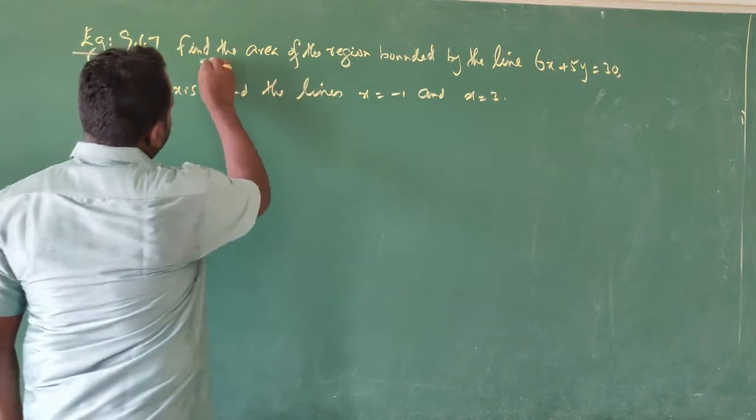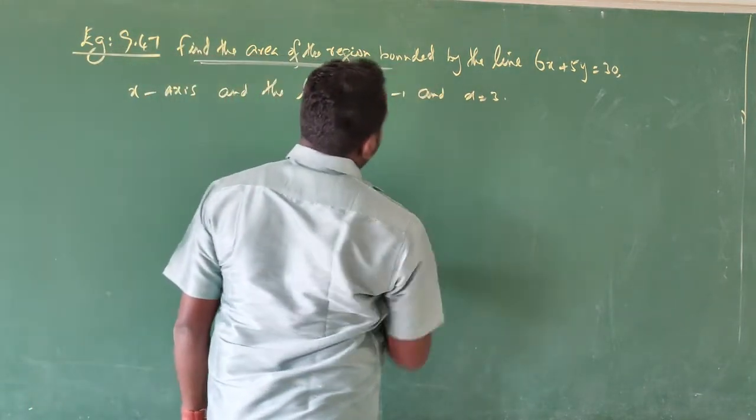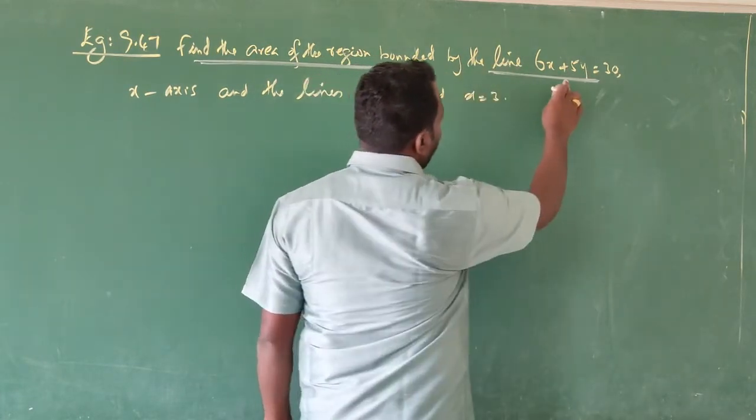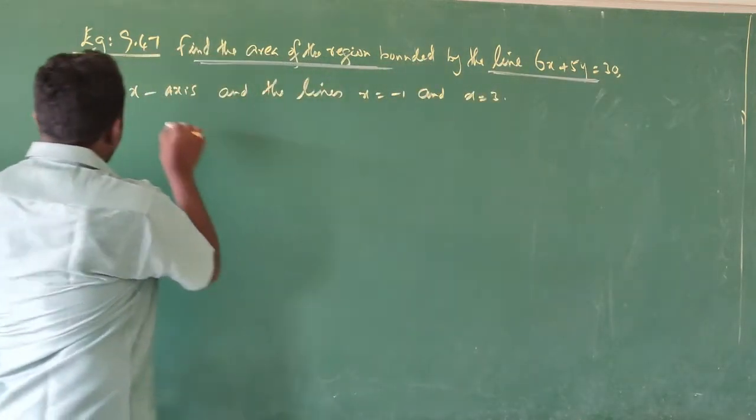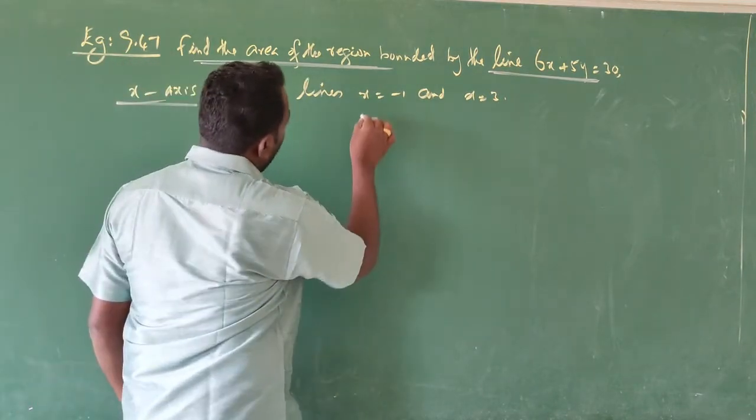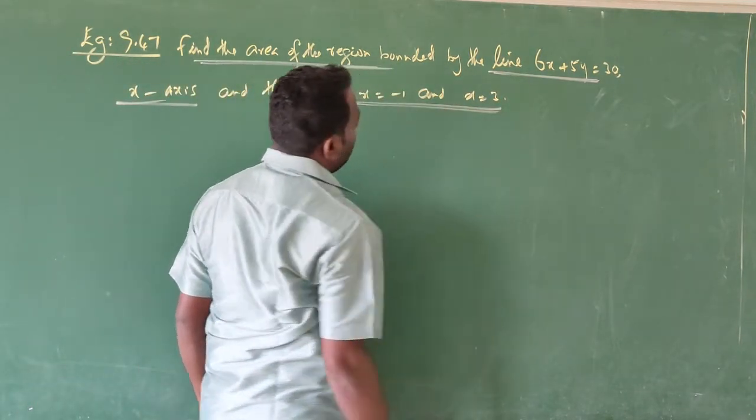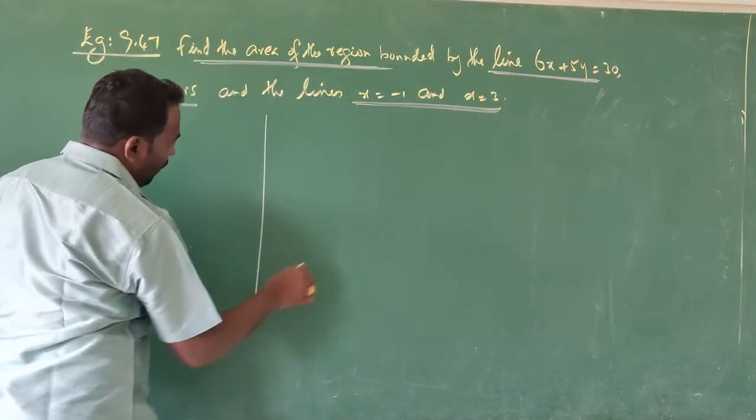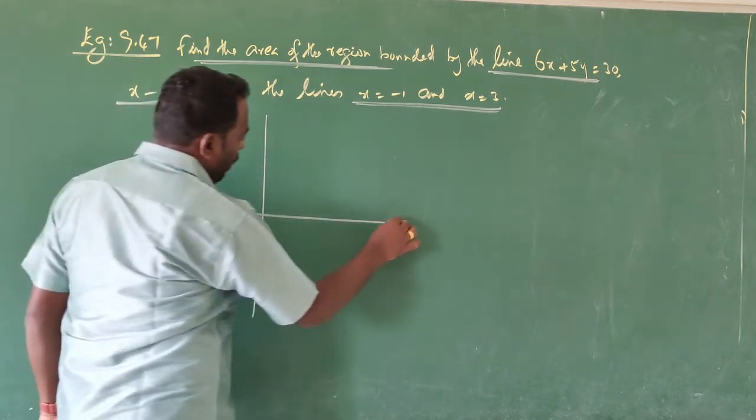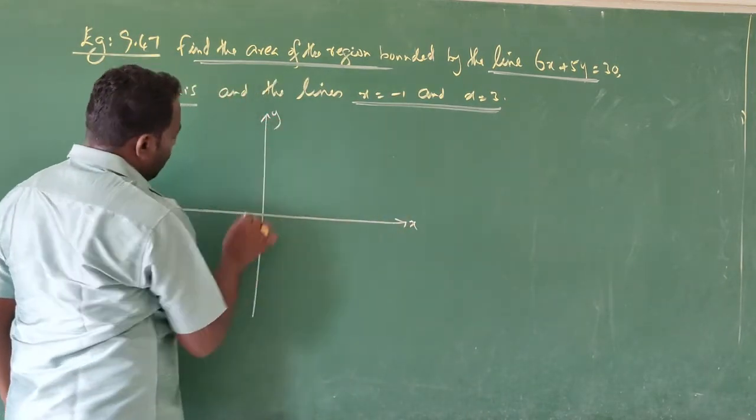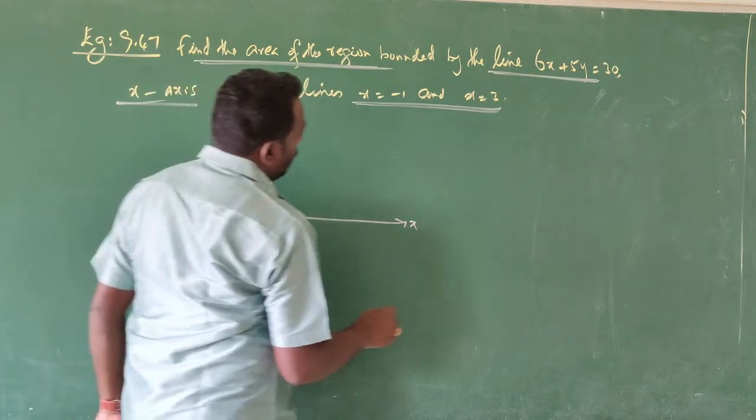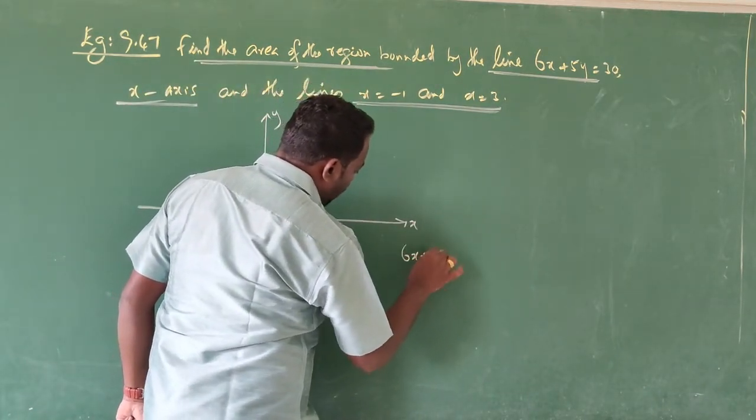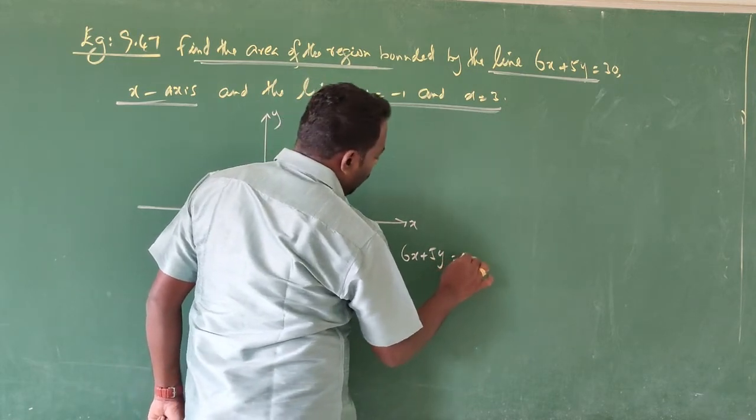So we want to find the area of the region bounded by one boundary, the straight line 6x plus 5y equal to 30. Another boundary is the x-axis, then another two lines are x equal to -1 and x equal to +3. Before starting, we have to draw the rough diagram: x-axis, y-axis, origin 0. Then take the straight line 6x plus 5y equal to 30.